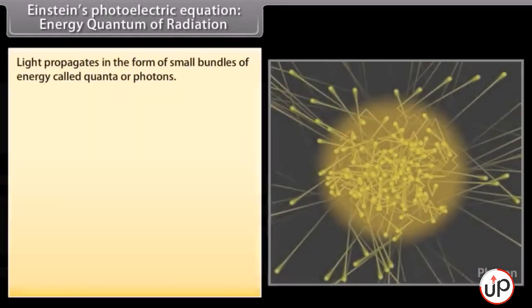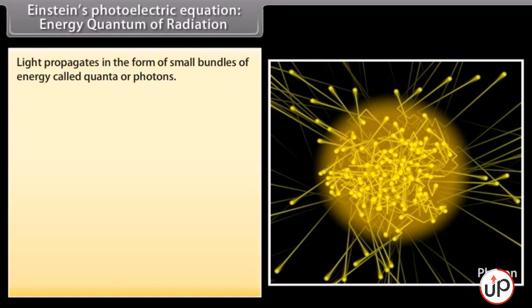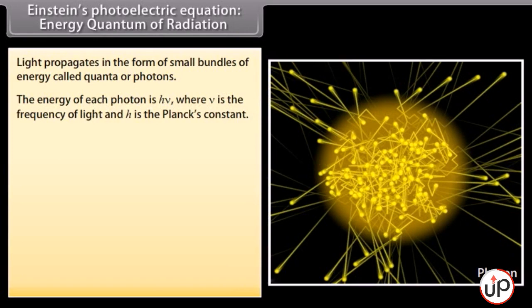Einstein's photoelectric equation. Energy quantum of radiation. Light propagates in the form of small bundles of energy called quanta or photons. The energy of each photon is hν, where ν is the frequency of light and h is Planck's constant. The value of h is 6.62 × 10^-34 joule second.